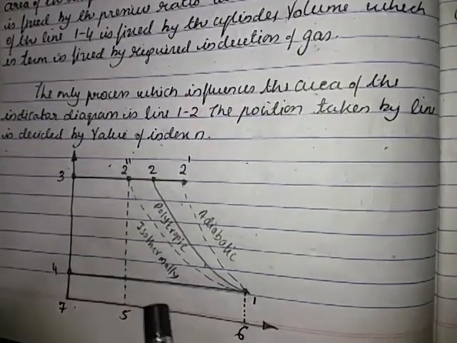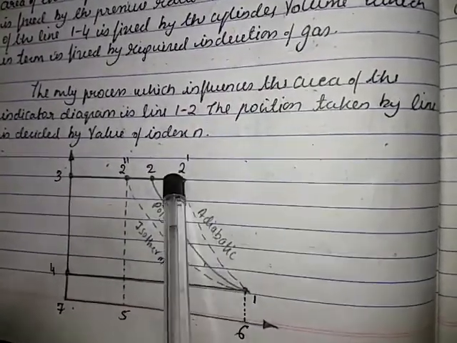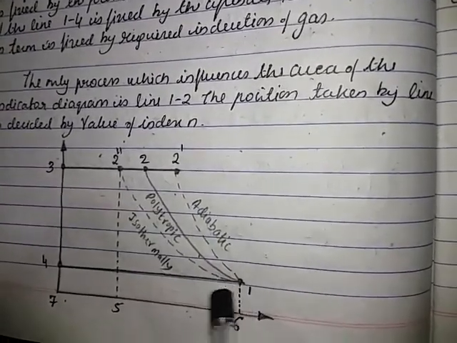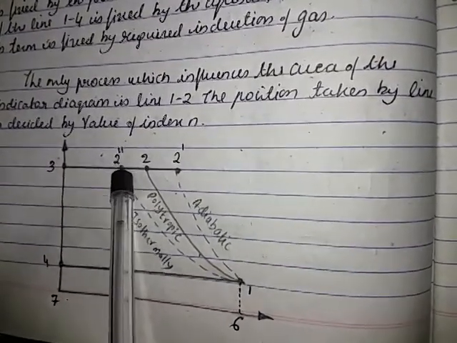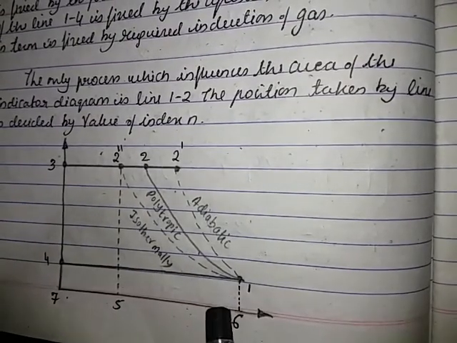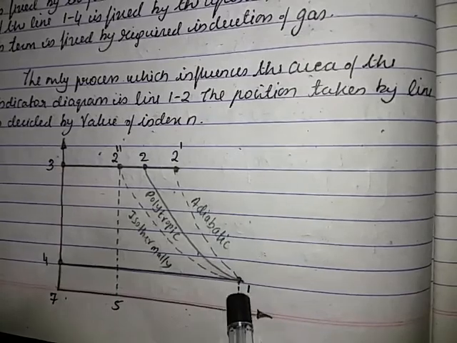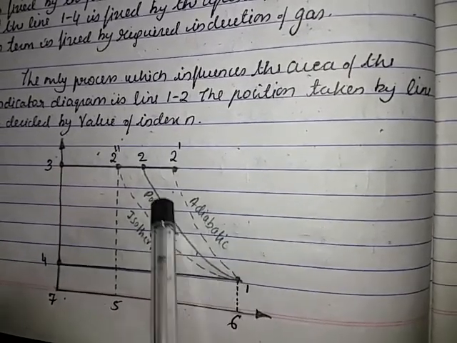We can see I have drawn three processes. One is adiabatic. This dotted line indicates adiabatic. That is 1 to 2 dash, 1 to 2 is polytropic, and 1 to 2 double dash is isothermal. These lines are different with changing, right? So changing. So means what? This work done is influenced by what? The work done is influenced by the line 1 to 2.